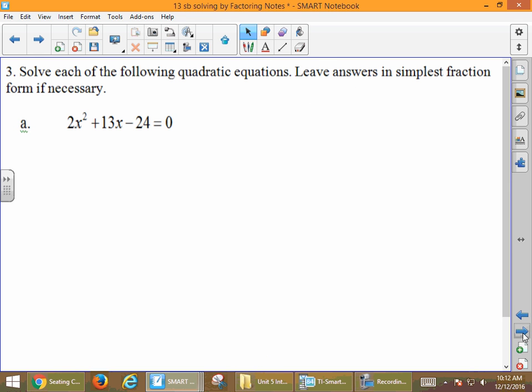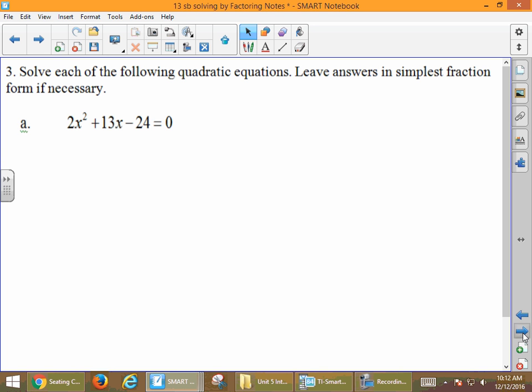So that problem at least gets us a little bit into factoring again. We don't want to lose that skill here. It says, solve each of the following quadratic equations. Leave answers in simplest fraction form if necessary.